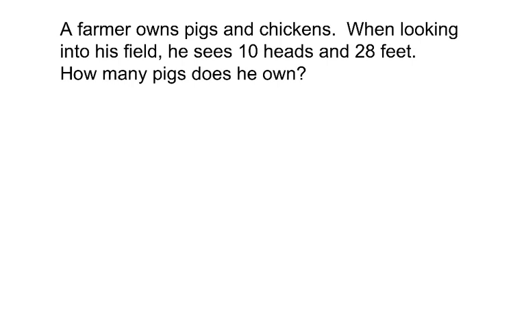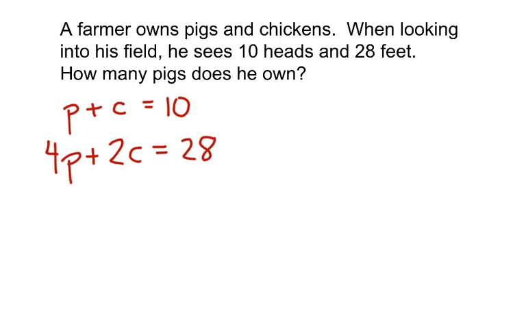And I think algebra is a great way to go. We have a certain number of pigs, and when we add that to the number of chickens, that's going to be 10, because there are 10 heads. And each pig has 4 feet, and each chicken has 2 feet. So 4 times the number of pigs plus 2 times the number of chickens will give us the number of feet. And now we have 2 equations and 2 variables, so we can solve this system of equations.